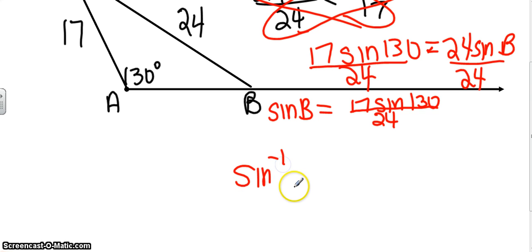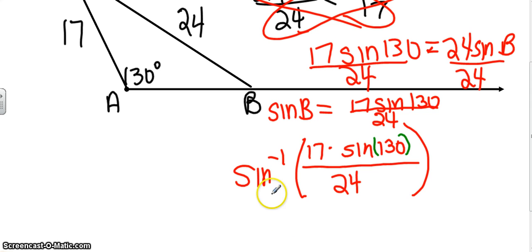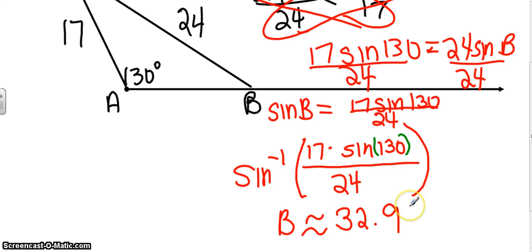I'm going to do my arc sine. I'll have parentheses, 17 times sine 130. Make sure that you have parentheses around that 130. And then we're going to divide that by 24. Also, you want to make sure that your calculator is in degree mode because I'm talking about 130 degrees. I'm not in radians, I'm in degrees. And you end up with B is approximately 32.9 degrees. So I'm going to write this in, 32.9.